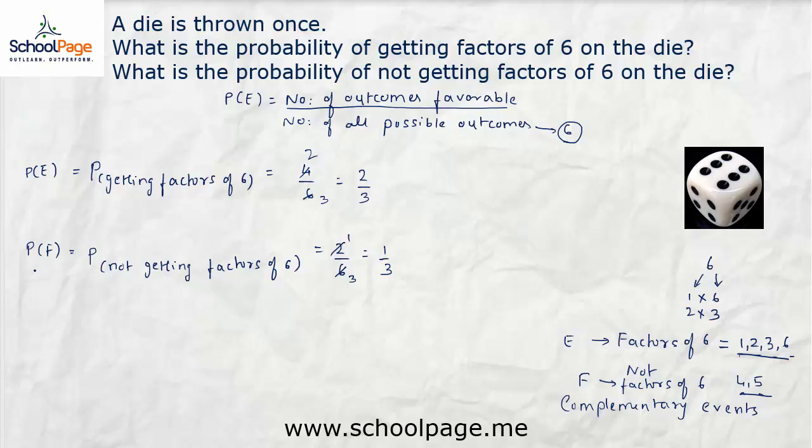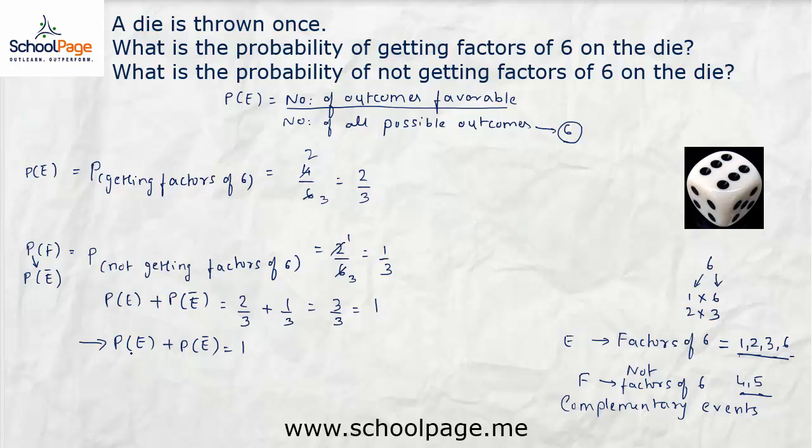We can write F as not E. Now, let us add the probability of E and the probability of not E. Probability of E we have found as 2 by 3. Probability of not E is 1 by 3. Adding, we get 3 by 3, which is equal to 1. So we can say that the probability of E and probability of not E is equal to 1.